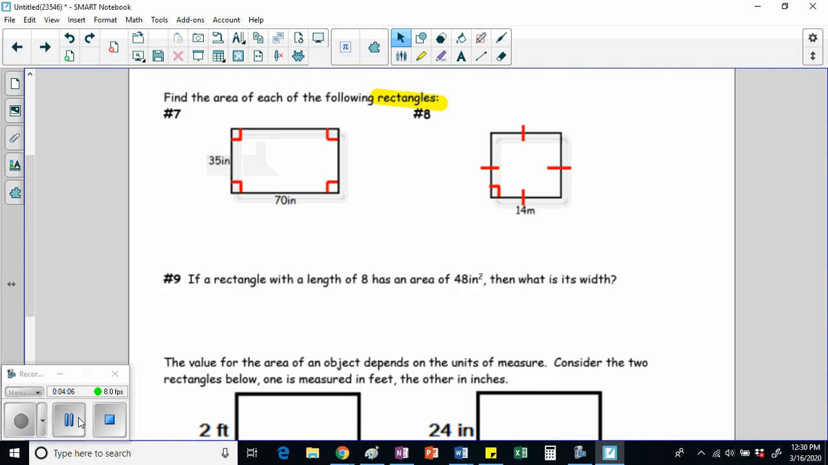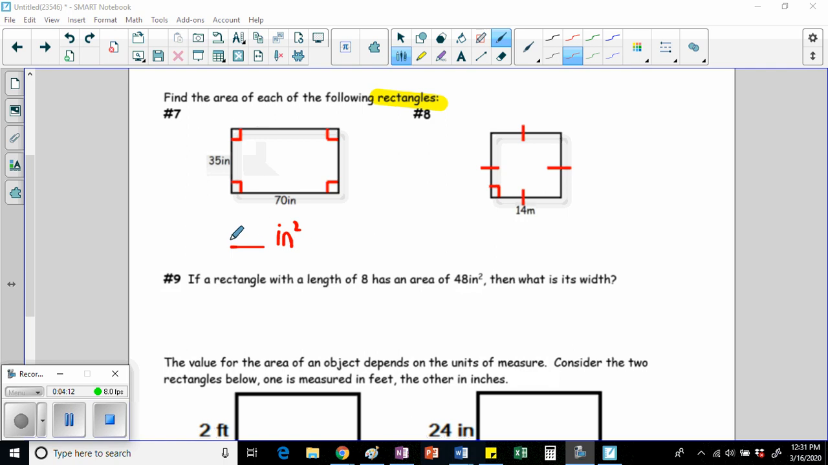So whatever number you get, your answer is going to be some number. So your answer is something square inches. You're going to give me a relatively large number when you multiply these, and that result is in square inches. That's how many 1 square inches fit inside that shape. For problem number 8, same thing, except this thing isn't just a rectangle, it's also a square. So if this side's 14, then this side's 14, this is 14, this is 14. And in this case, we're going to be giving our answer in square meters. You're simply going to multiply length times width or base times height.